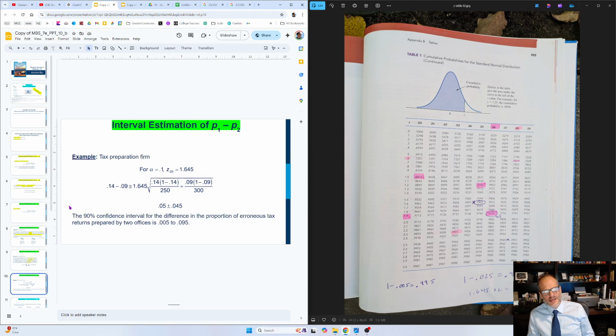So that's creating an interval estimation for the differences in proportions for 2 populations based upon samples to estimate and make inferences about the population's proportions.